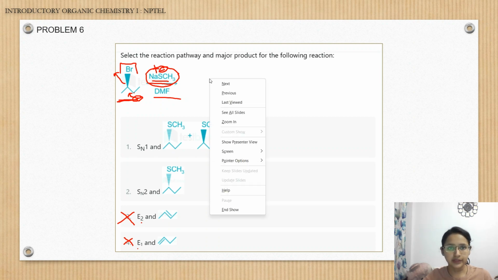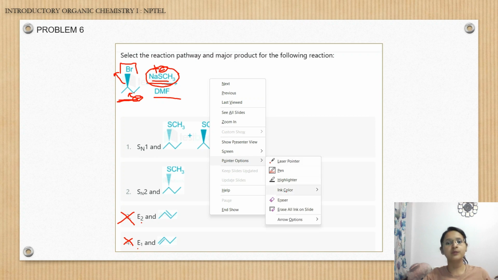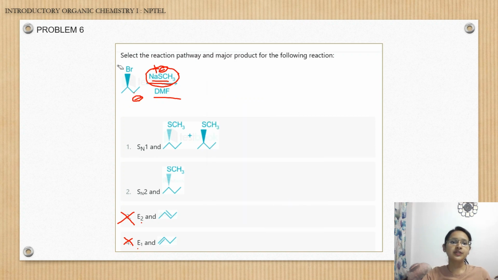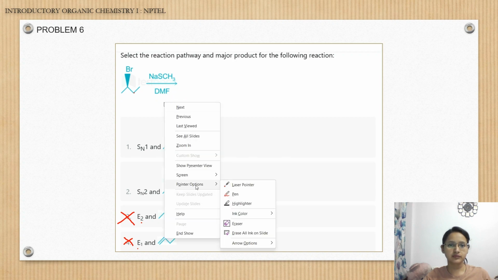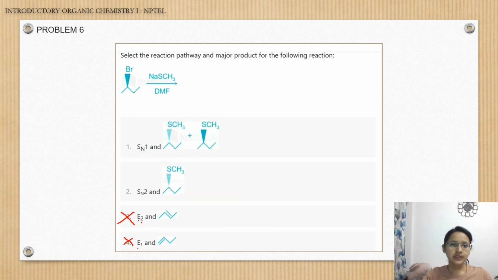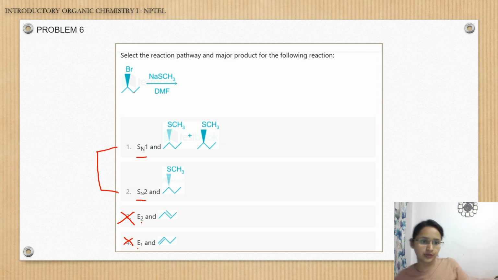Okay, got it. So then we will think about which substitution reaction is operative here. The E2 and E1 elimination options are getting cancelled because elimination is not possible. So now you are left with only two options, 1 and 2. You have to figure out whether it is an SN1 or an SN2 reaction. So I am telling you about the basics of SN1 and SN2.